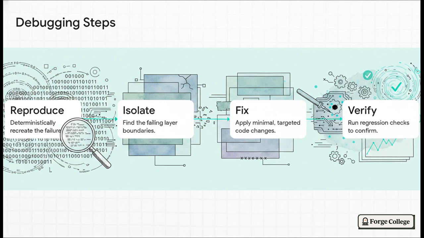Step 1, reproduce deterministically. Listen, this is the single most valuable asset in debugging. If you can't make the bug happen exactly the same way twice using controlled inputs, you really can't fix it. Step 2, isolate layer boundaries. You've got to figure out exactly which component is actually failing. Step 3, fix minimally. Don't go rewriting the whole contract, just patch the specific hole. And finally, step 4, verify via regression. You have to prove that your fix actually worked. So let's apply this loop to our first real case.